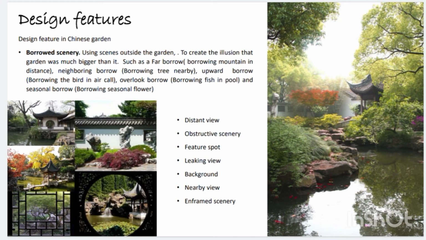Next, borrowed scenery is one of the design features in the Chinese garden. It creates a sense that the garden is much bigger than it is. The other design features are distant view, obstructive scenery, feature spots, and so on.